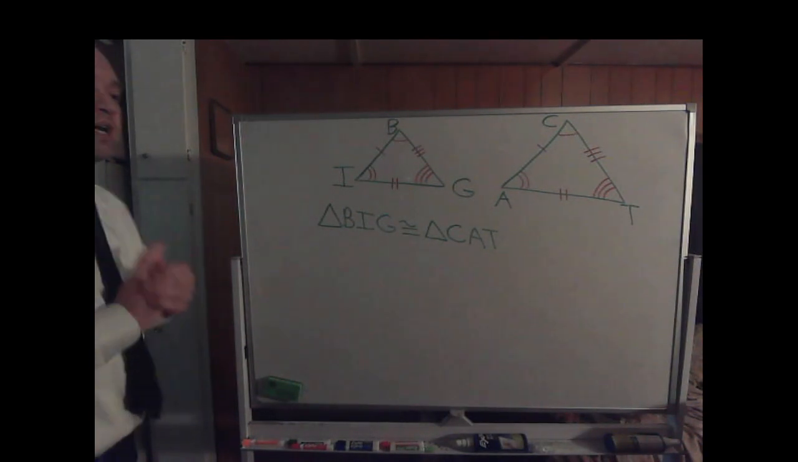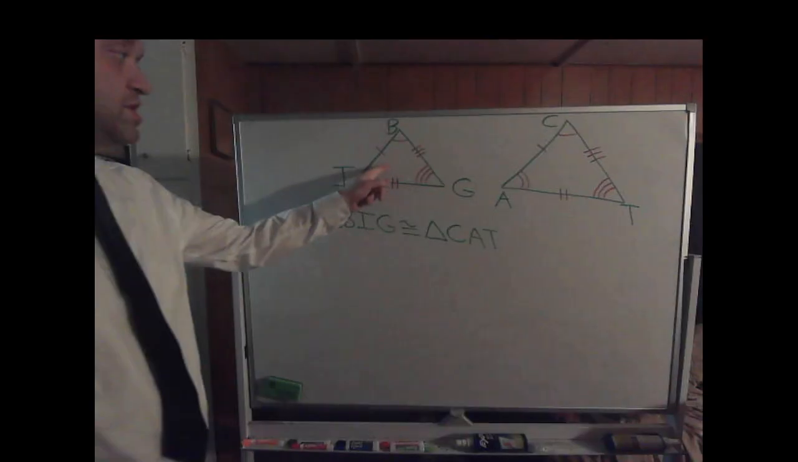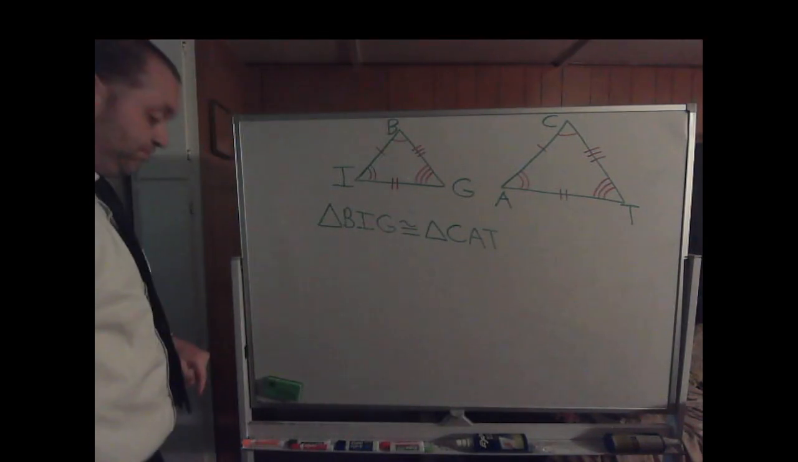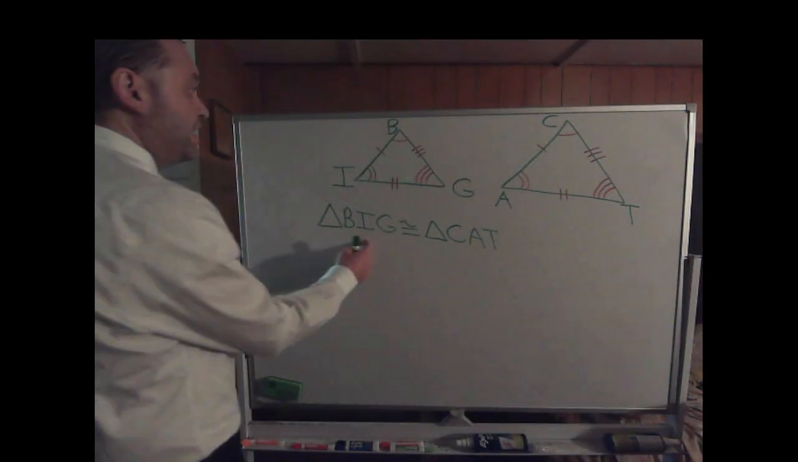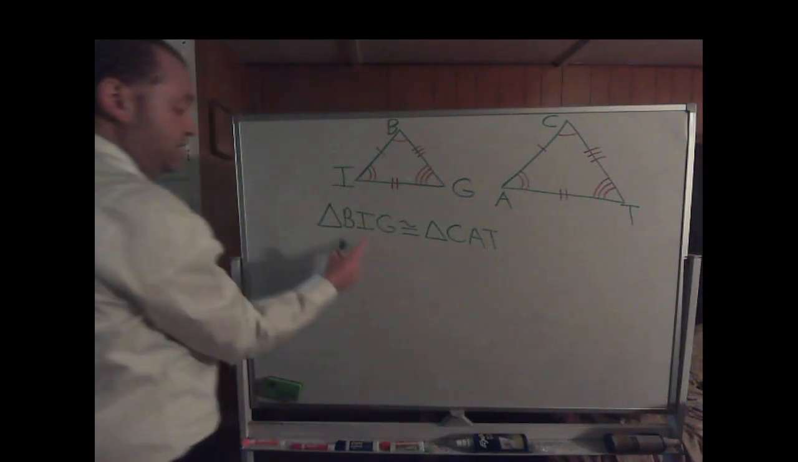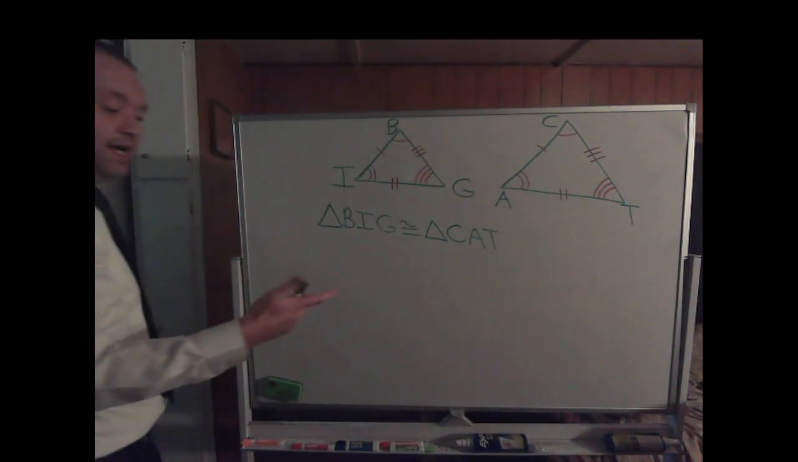So two triangles are congruent if and only if the corresponding parts of each triangle are congruent to each other. So here it's already stated that triangle BIG is congruent to triangle CAT. So triangle BIG is congruent to triangle CAT.